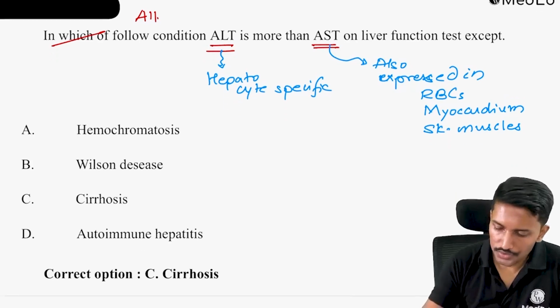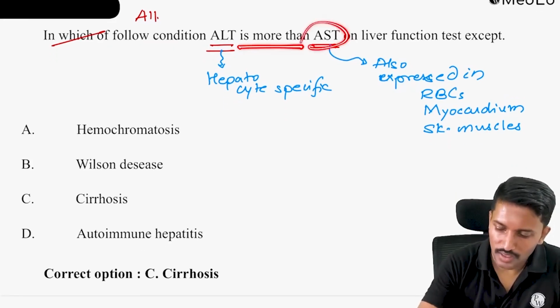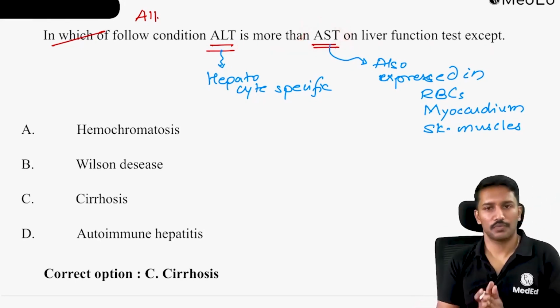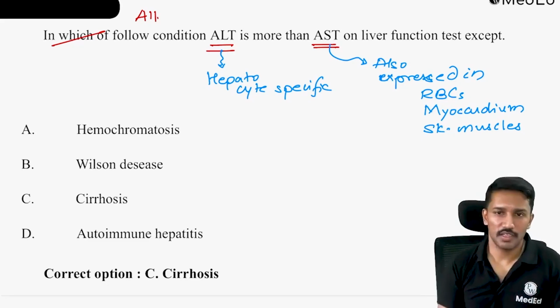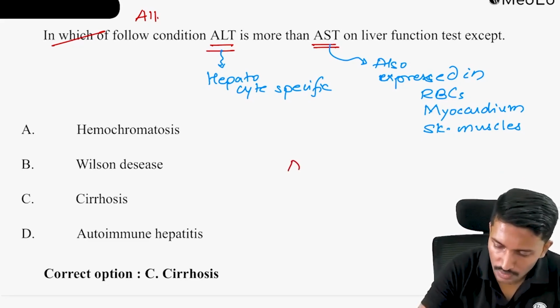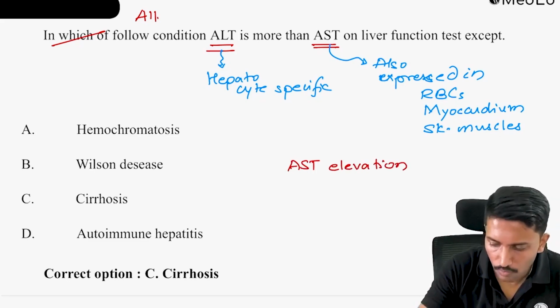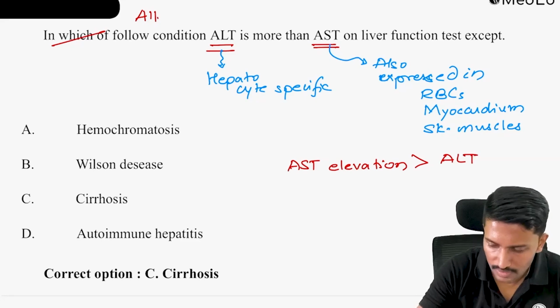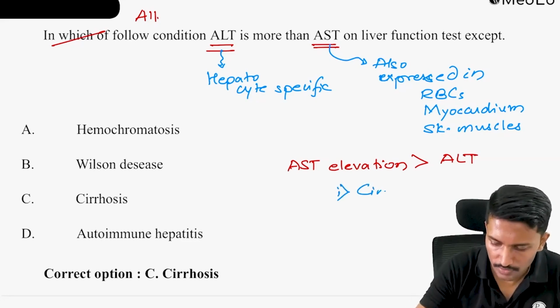Okay, now what is the question? In all of the following conditions, ALT is more than AST on liver function test except, right? So in what condition can AST be elevated predominantly? You have to remember mainly two conditions. AST elevation more than ALT elevation. The first condition you need to remember is cirrhosis of liver.